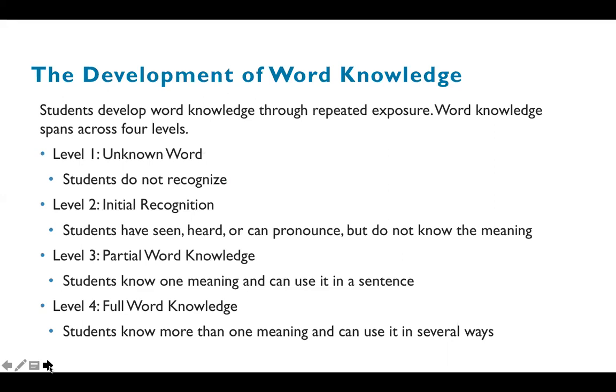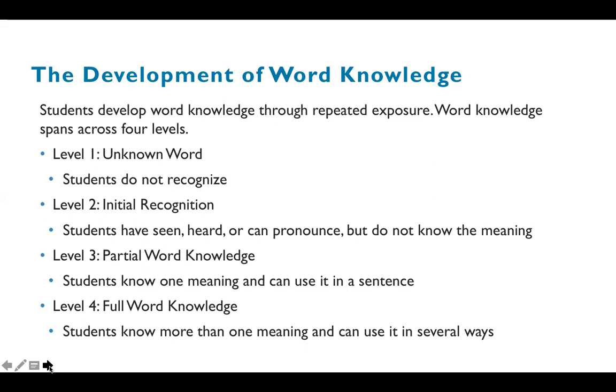Students develop word knowledge through repeated exposure. Word knowledge spans across 4 different levels. Level 1 is the unknown word. Students don't recognize this word. Level 2 is initial recognition. Students have seen, heard, or can pronounce this word, but they do not know the meaning.